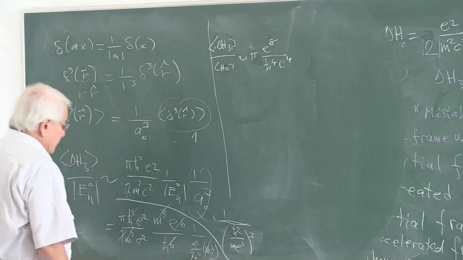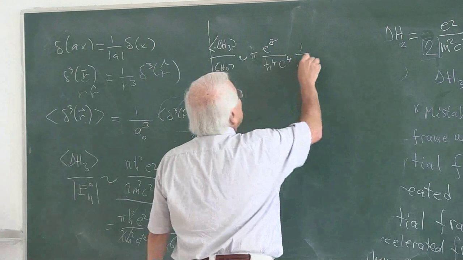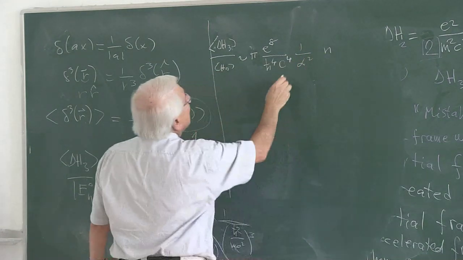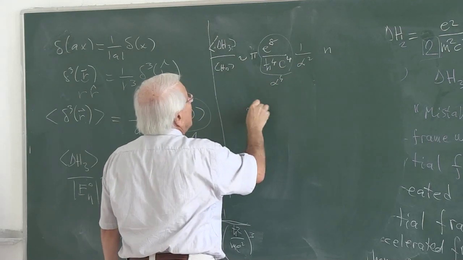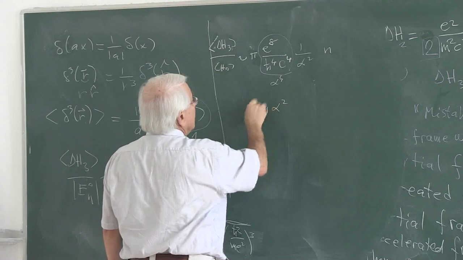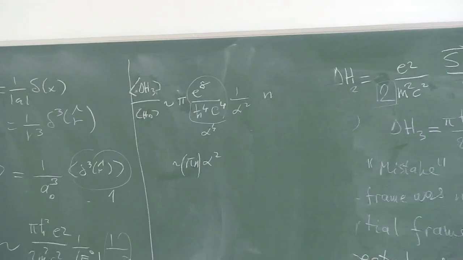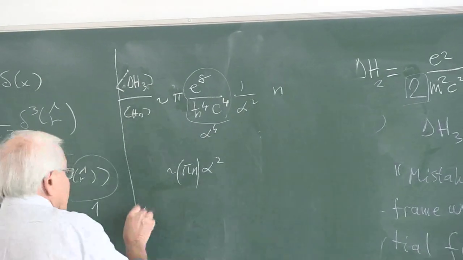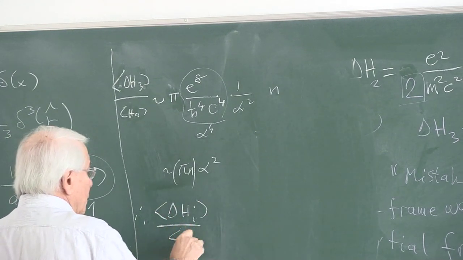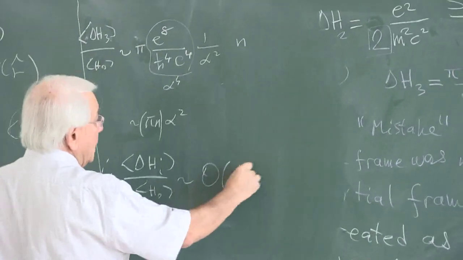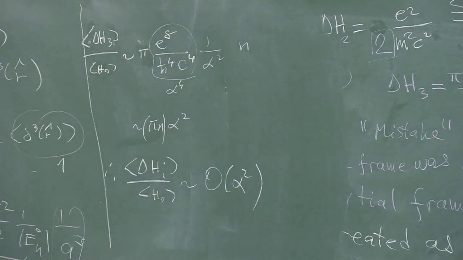There is only one thing left, n divided by 1 over alpha squared times n. This is what? This is alpha to the 4. That's alpha squared. So pi and alpha squared. Beautiful, isn't it? The key word is the alpha squared. All these things, thus, the lesson: delta H_i divided by H0, all are order alpha squared. That's the point of this exercise. So we are in good shape.